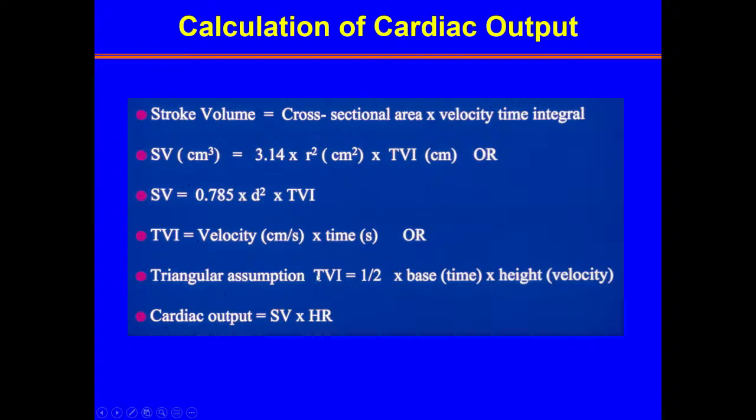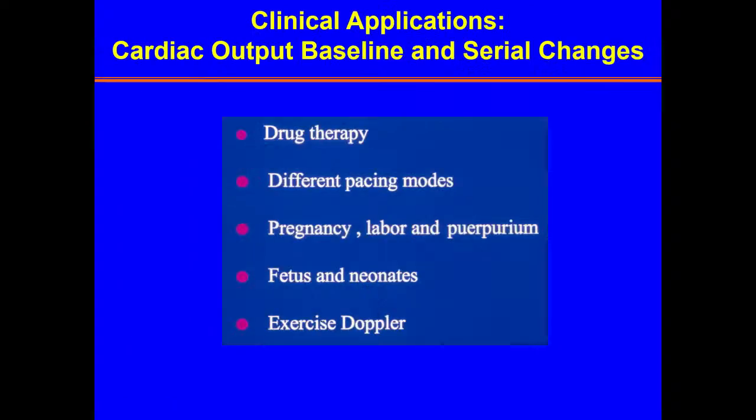In the older days, something we do not do nowadays, if you look at, say, flow through the LV outflow tract, it looks like a triangle, and if I do not want to do the actual tracing, I look at the triangle and I say, what's the area of the triangle? So half base times height. The base here is on the time axis, and the height is on the velocity axis.